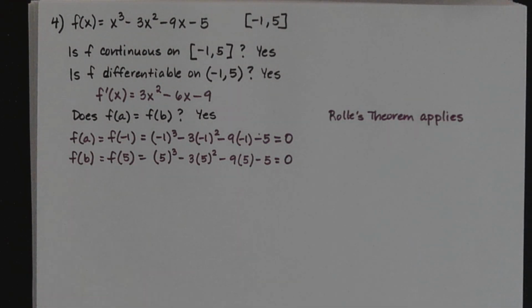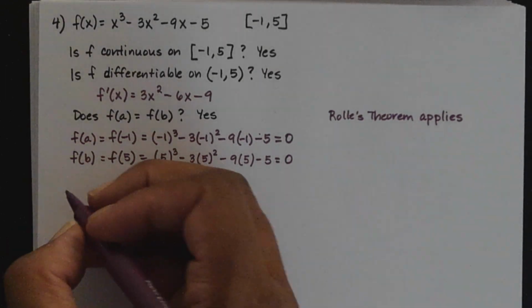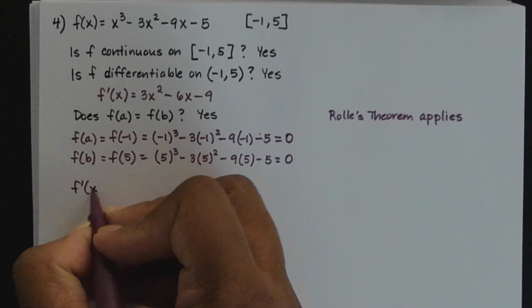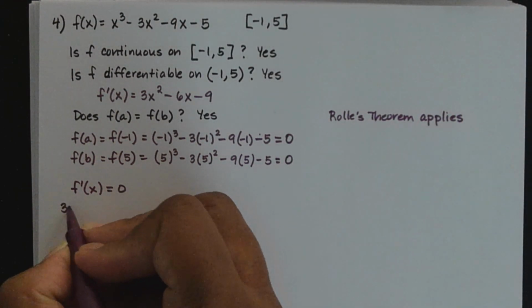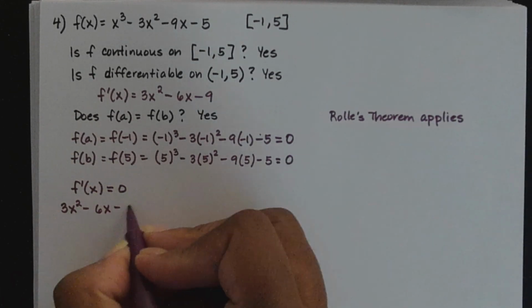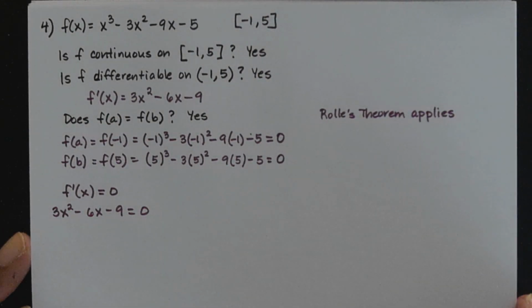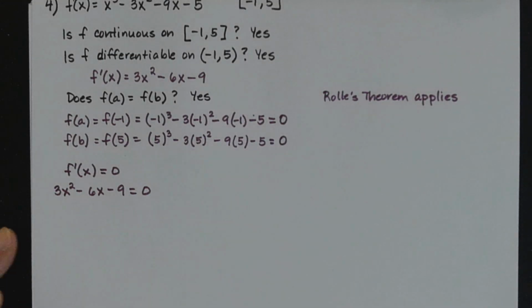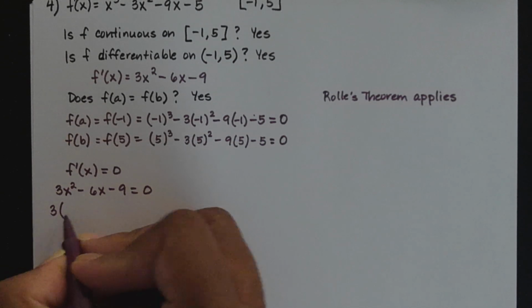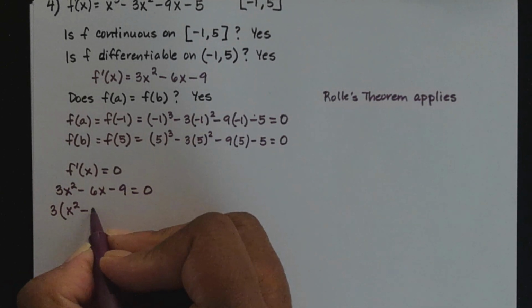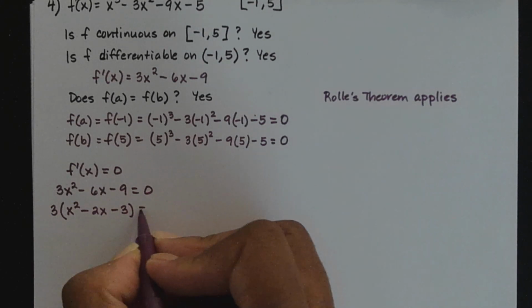All right, and we're going to find a point or points that are guaranteed to exist by Rolle's theorem. That means we take that f prime of x, which was 3x squared minus 6x minus 9, and set that equal to 0. What can we factor out? 3. Let's factor out the 3. So we'll have x squared minus 2x minus 3 equal to 0.